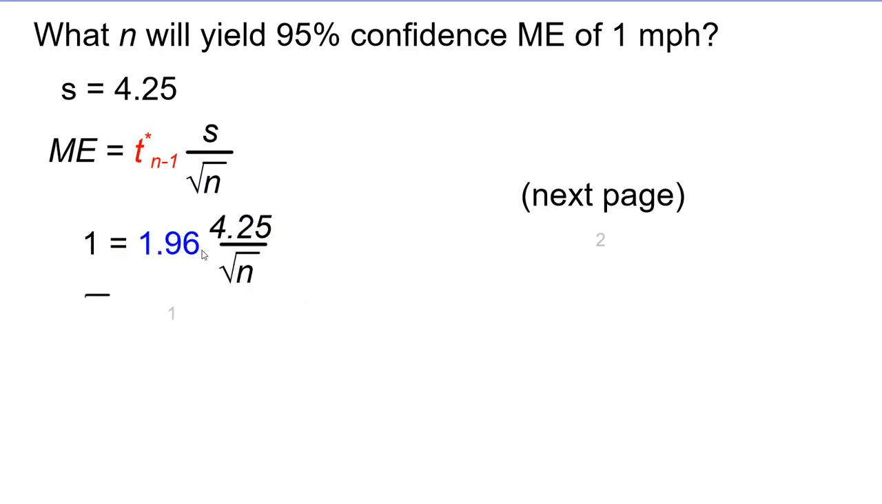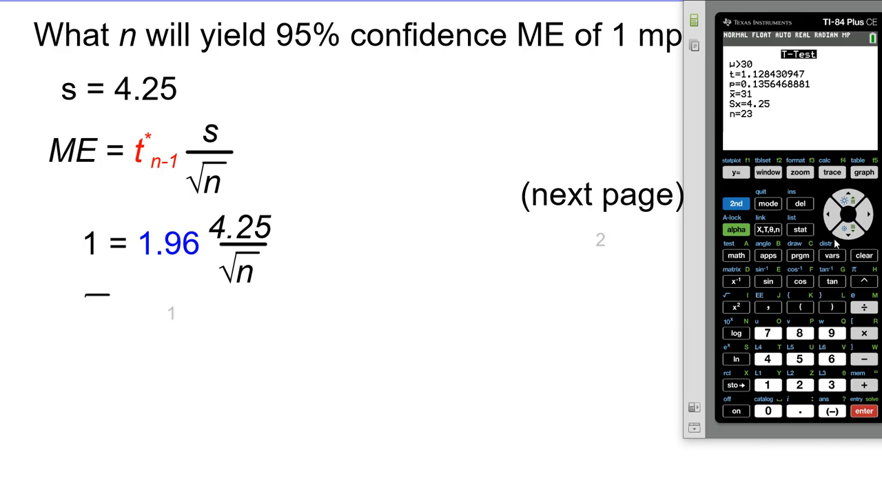So all we have to do is divide the 1 by 1.96. I'll put this in the calculator. So we have 1 divided by 1.96. And then, because the square root of n is on the bottom, we switch the order of the numerator and denominator across the equal sign, because we're just multiplying both sides by radical n, and then dividing both sides by whatever that value is.